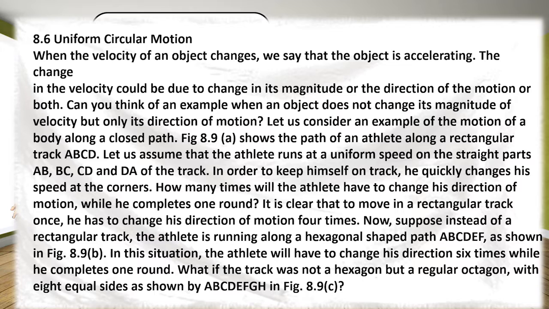The only change in this velocity will be due to the change in the direction of motion. Hence, the motion of an athlete on a circular track can be called accelerated uniform motion. The acceleration can be calculated by the formula where v is the speed, r is the radius of the circular path and t is the time taken.